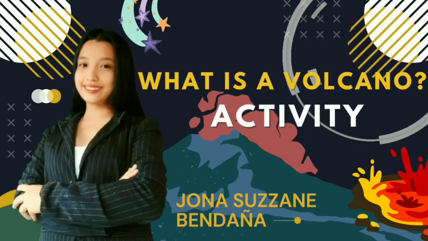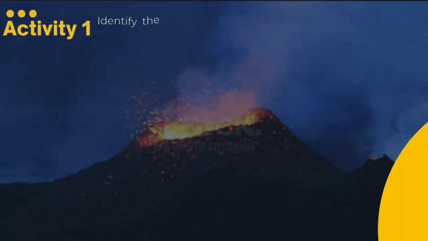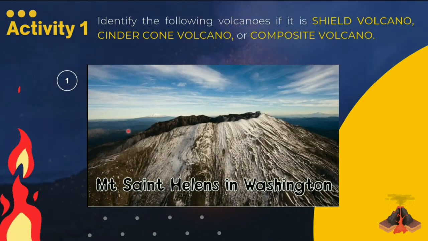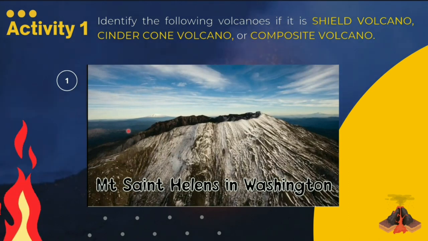After we discussed the lesson about volcanoes, now let us have a short activity. Activity 1, identify the following volcanoes if it is a shield volcano, cinder cone volcano, or composite volcano. Number 1, this is Mount St. Helens in Washington. What type of volcano is this? Is it shield, cinder cone, or composite volcano?